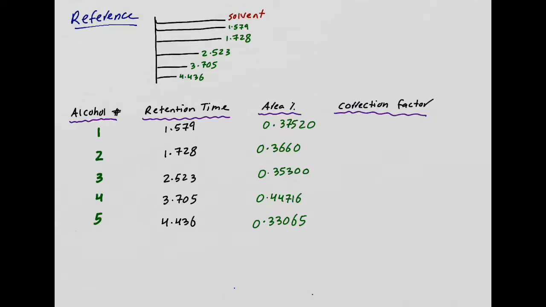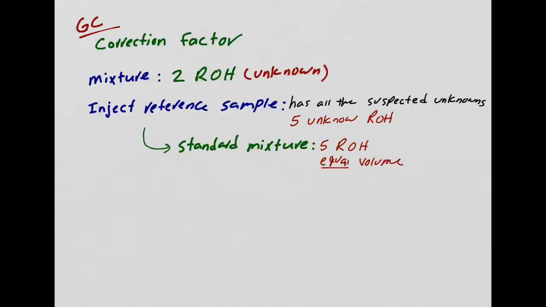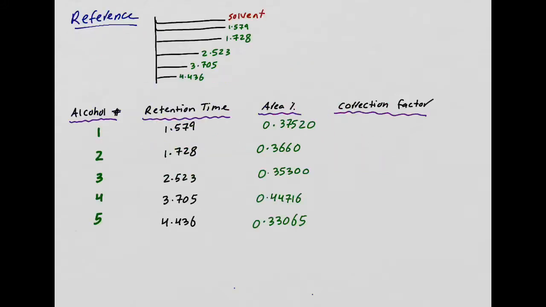Now what we need to do, we need to figure out the correction factor. And like we said, GC is very sensitive. So we have to apply a correction factor so we can directly compare the quantities. Now I want you to look at here. If you remember, we said for the reference, we have 5 alcohols of equal volume. So if you have 5 alcohols and you have an equal volume of each, then you would expect the area percent to be exactly the same for all of them, wouldn't you?